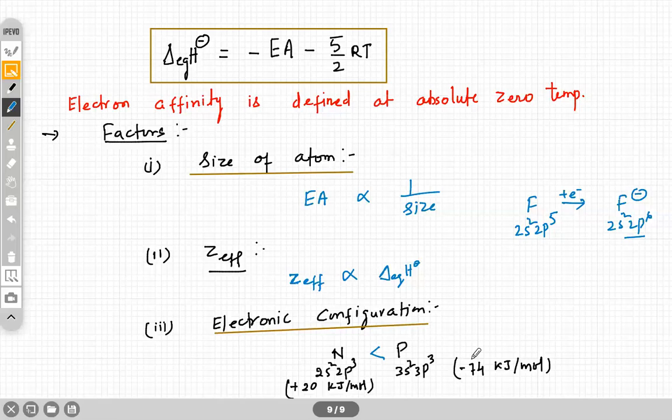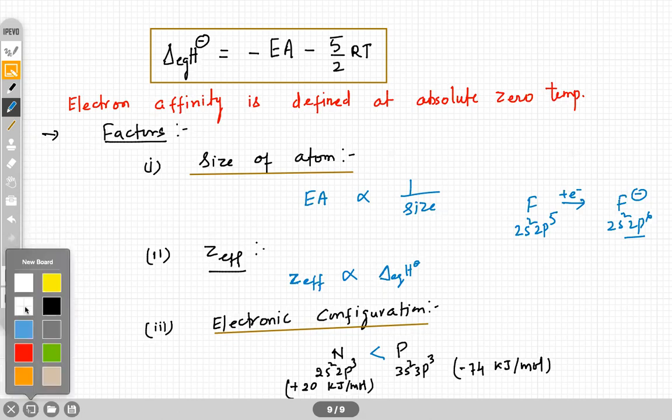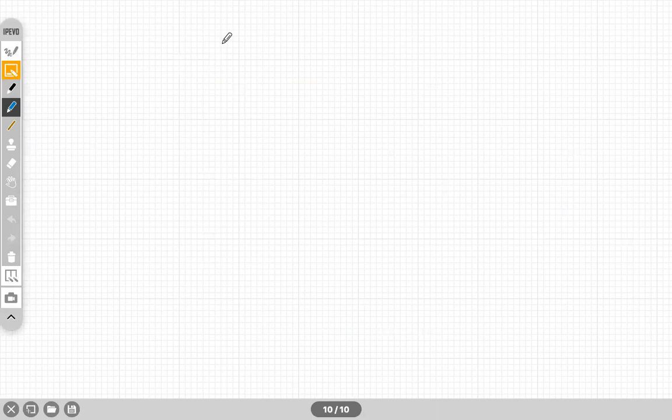No, electron gain enthalpy is the energy released. You see the definition. Why does phosphorus have more? You can also understand it this way. See, actually what happens, I'll tell you. That's why I've given you the theory for this, the notes properly. I have dictated each and every line, because this is a bit confusing because of the sign.